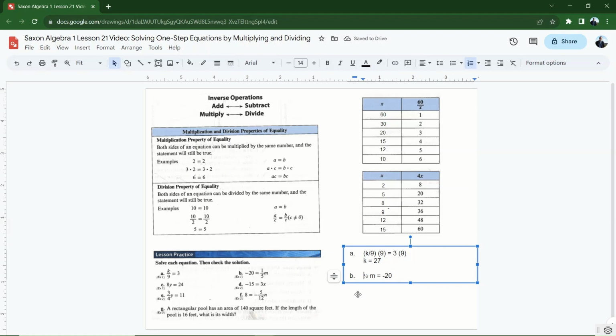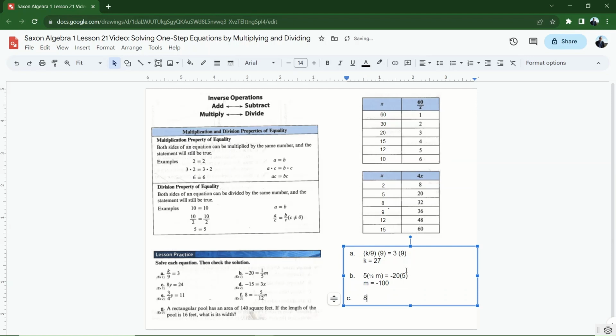How am I going to cancel out that 1/5? I'm going to multiply by the inverse of 1/5, which is 5. 5 times 1/5 m is just going to be m, because 5 over 5 m equals negative 20 times 5. Multiply both sides by 5. What do I get? M equals negative 100. If I plug in negative 100 for m, I obviously get negative 20. All right, let's do letter C.